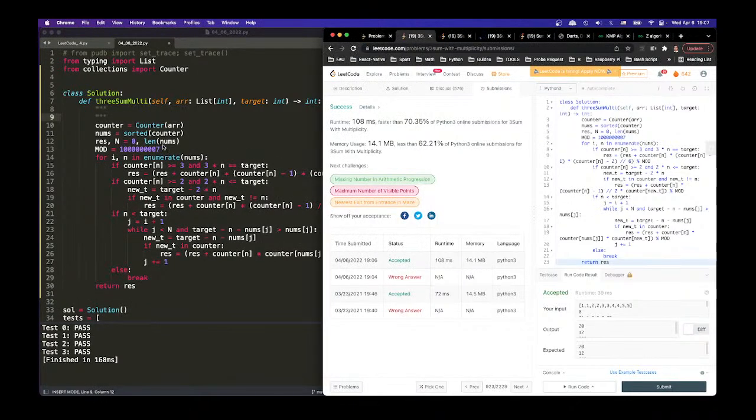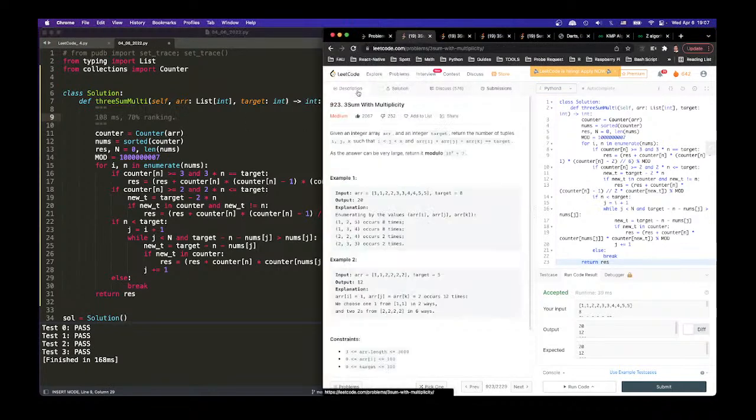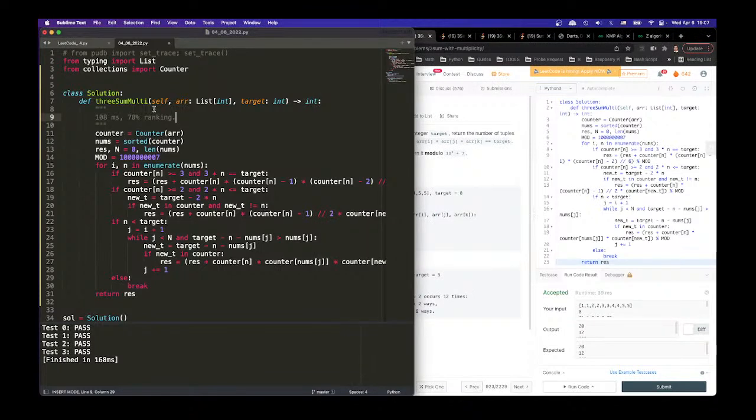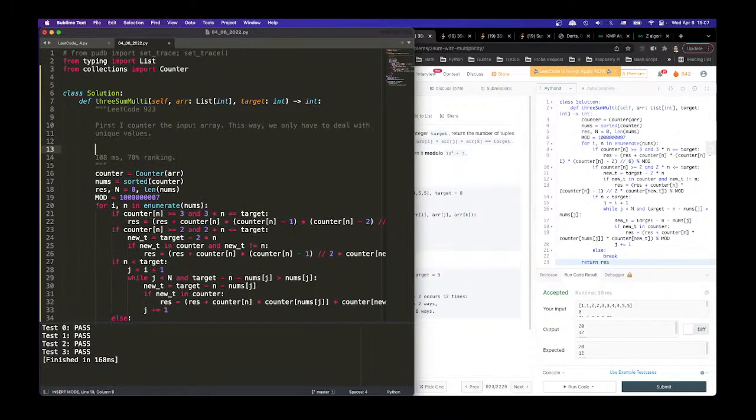We have 108, 70%. Okay. 923. So first I counter the input array, right? And this way, we only have to deal with unique values.